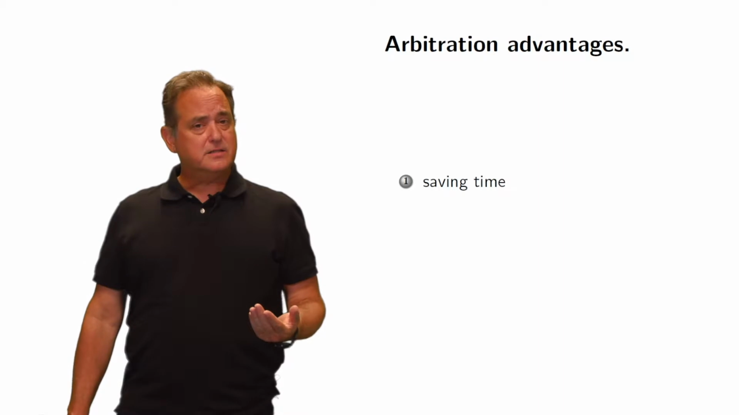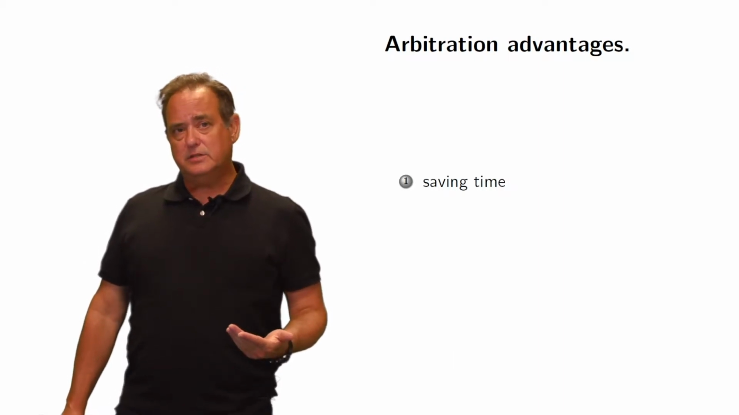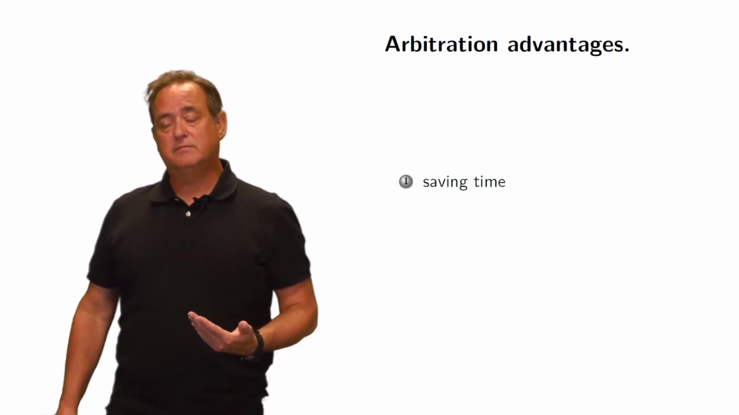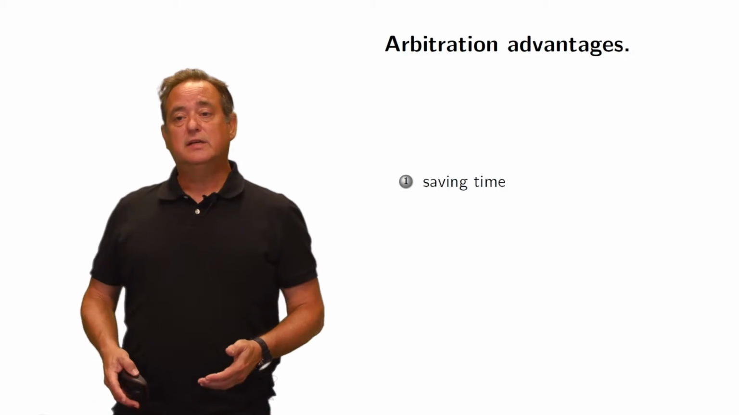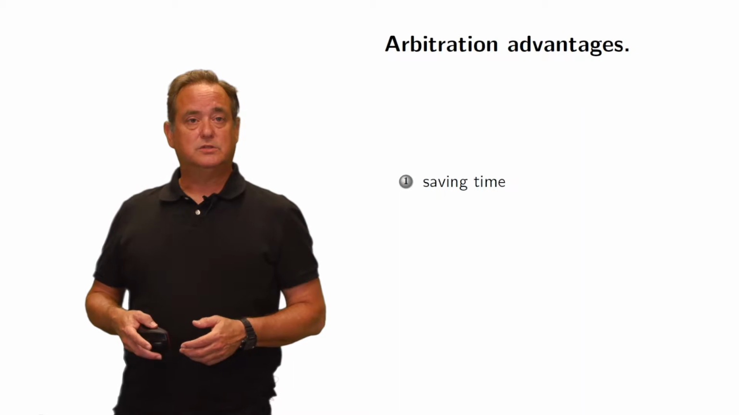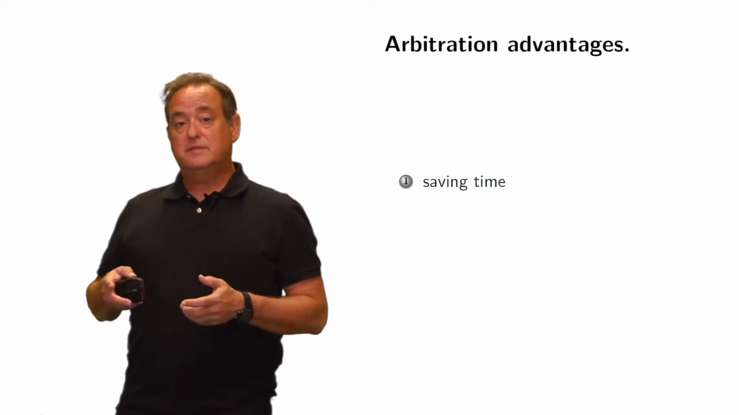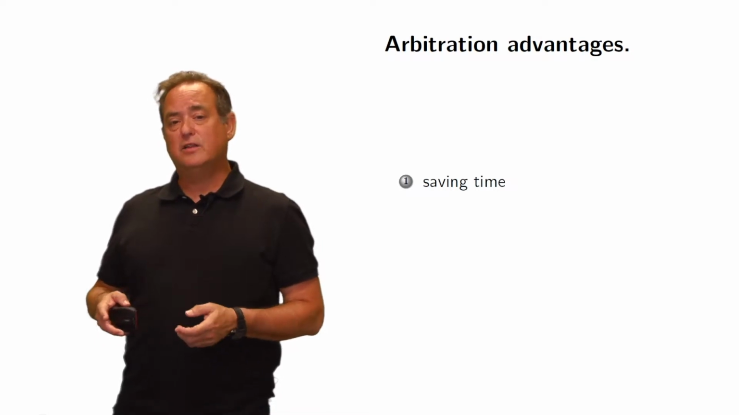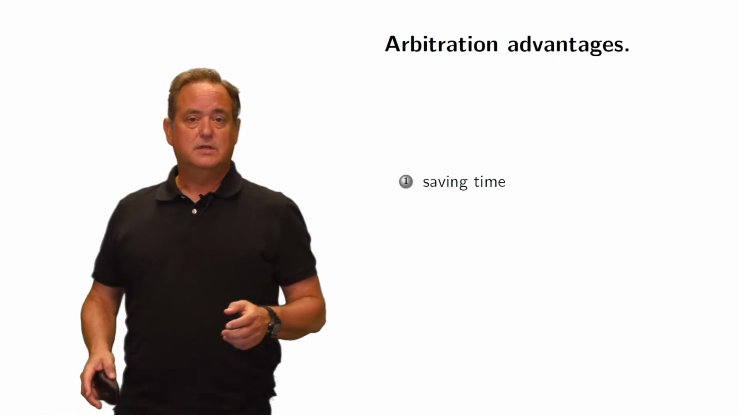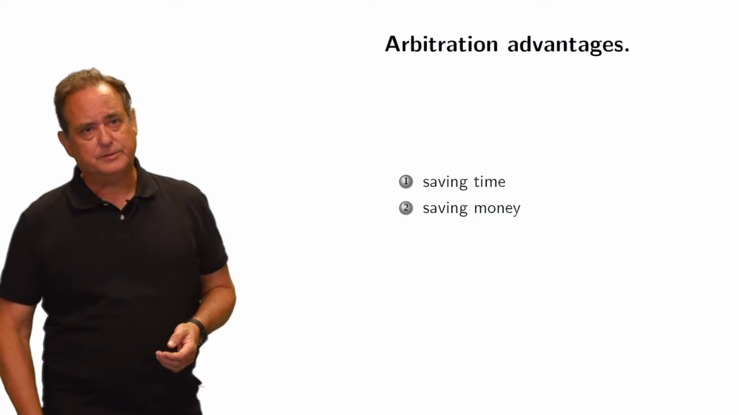Now, it's not going to be as fast as a negotiation, and it's unlikely to be as fast as a mediation, but it is still going to be quicker than litigation. The process of arbitration is going to occur much faster than if you filed a lawsuit. And remember too that once the arbitration is final, the case is over. It's not like a lawsuit where you could appeal or where the other party could appeal. So there's definitely a time-saving factor when it comes to arbitration.